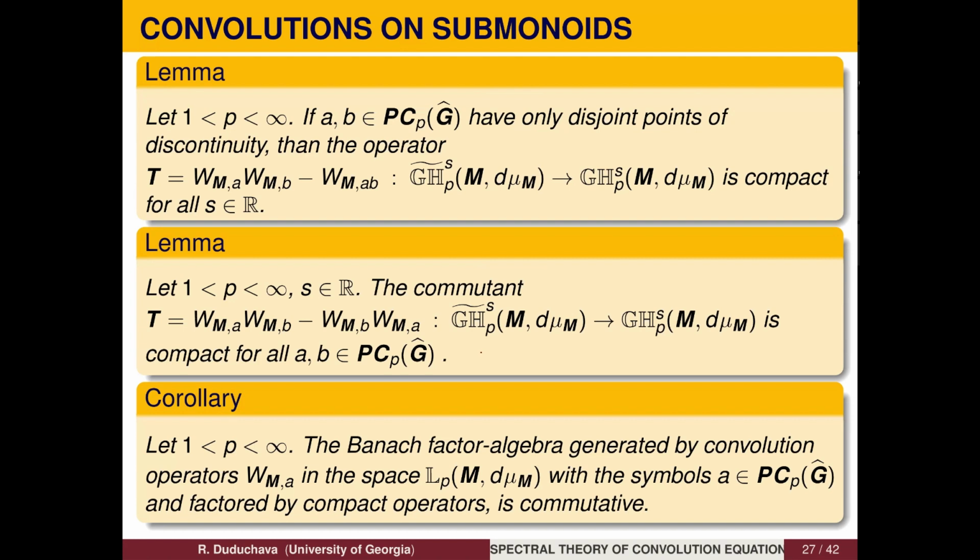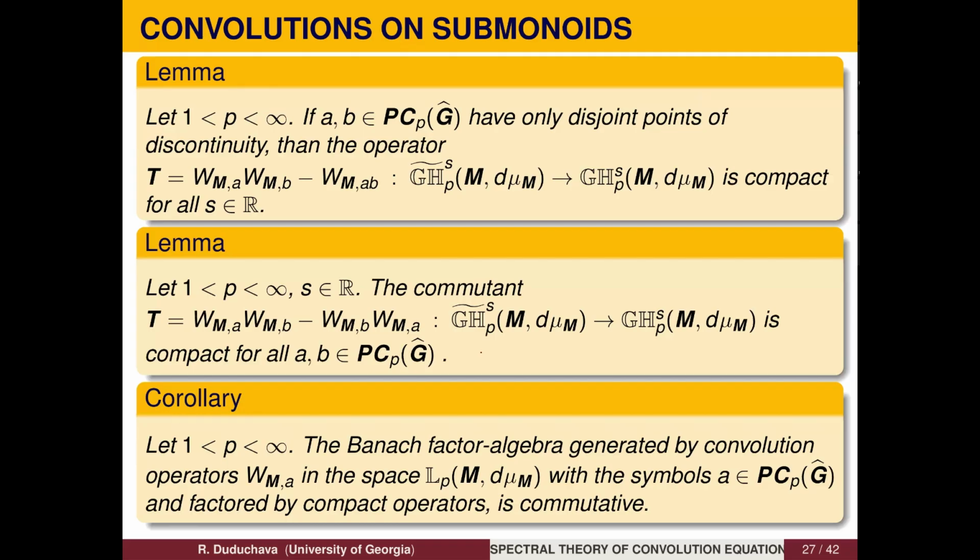convolution of the product with the symbol of product, it is a compact operator if they have disjoint discontinuity points, if they do not have the same discontinuities A and B. Then this operator is compact. You remember, for the convolution operators, it is just zero on the group. But here, you need that these symbols should not have common discontinuity points. Then this is compact, not zero, but compact.